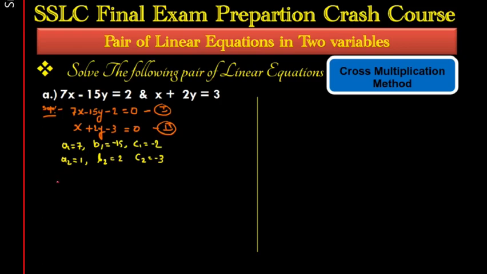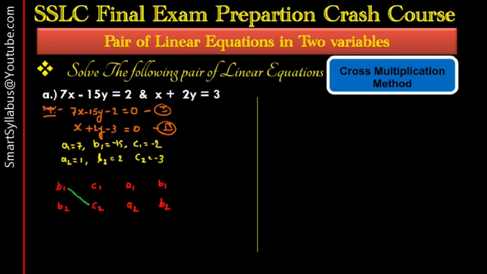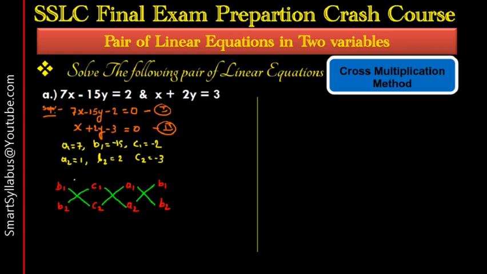Next students, write here b1 and down here b2, here c1, here c2, and here a1, here a2, and last again b1 and b2. Now just draw lines like this, just like the cross multiplication method. So here on the top write x, here y, and here 1. What do you mean by all this? Okay, we'll make one formula out of all this.